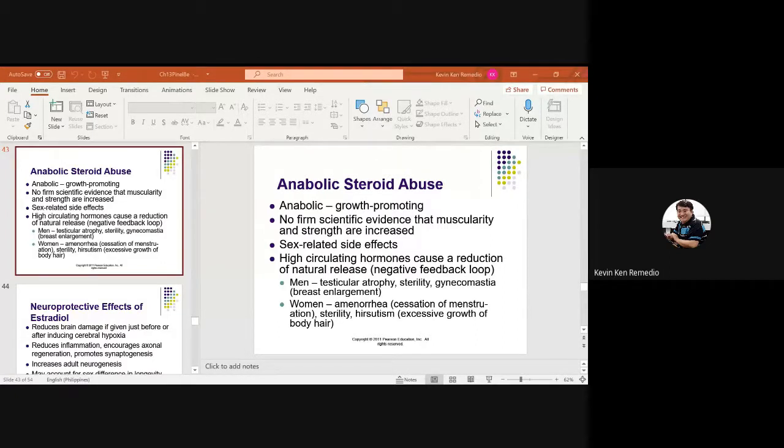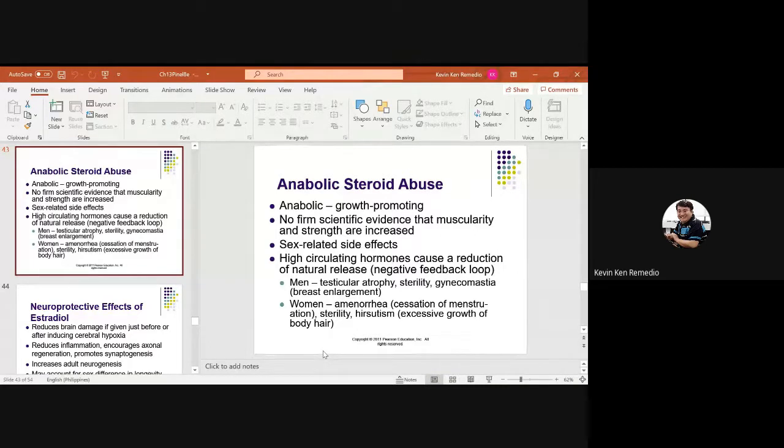When they abuse steroids, they see the effects on their muscles, they have that mirror illusion that they are more muscular. But in reality, they are not. Okay? Anabolic steroid abuse has sex-related side effects. So, there are side effects related to sexual performance. Okay? High circulating hormones also cause a reduction of the natural release of these hormones.